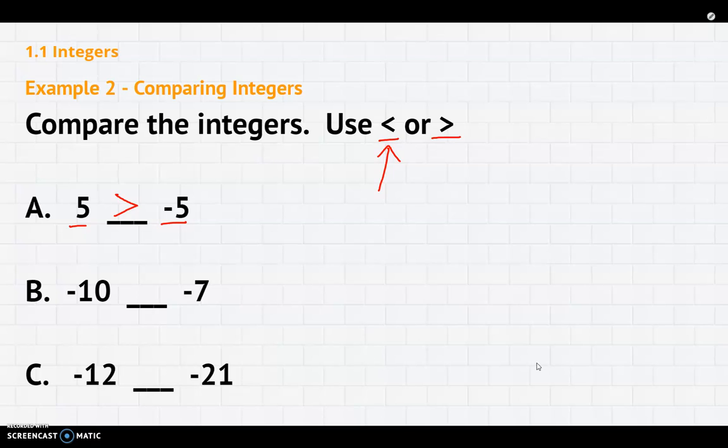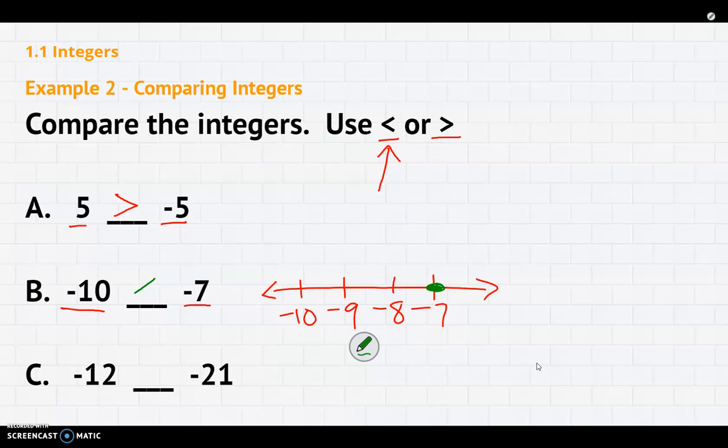But then we look at example B, and now we have two negative numbers, -10 and -7. Before, when we had a positive and a negative, we said the positive's bigger. But what happens when you have two negatives? When you have two negatives, the one that is closer to 0, or further to the right, is always the bigger number. On a number line with -7, -8, -9, and -10, the one further to the right is -7. So -7 is bigger than -10, and we draw the inequality so that the alligator is eating -7.